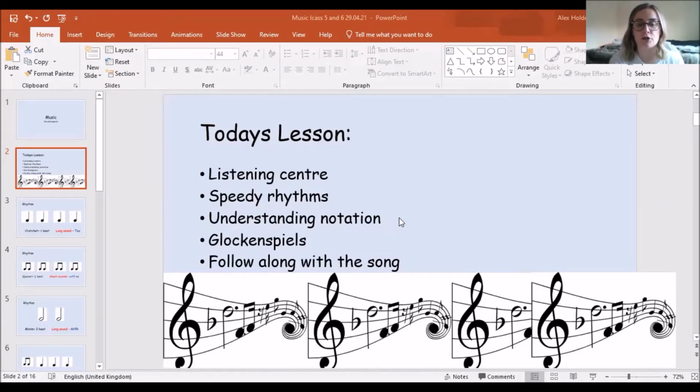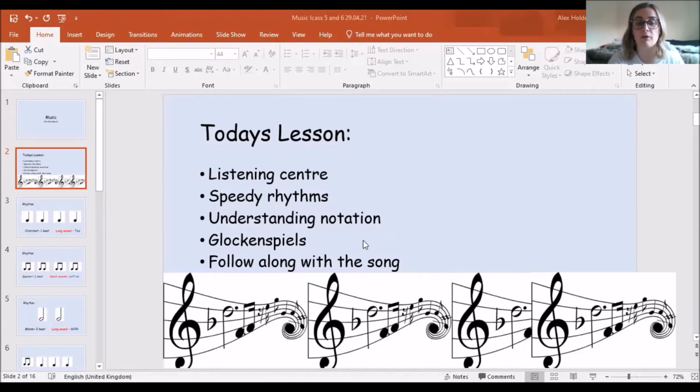So I briefly touched upon notation last lesson, and I basically just told you that notation just means the musical notes. So in order to read music, you've got to be able to understand what musical note is to be played on what particular key. So whether that's the piano key, whether it's the glockenspiels. So there's a way of understanding and reading musical notes and music in general.